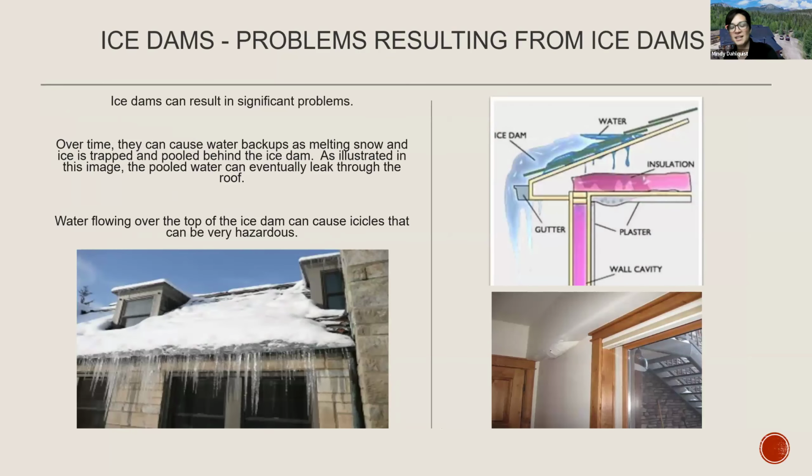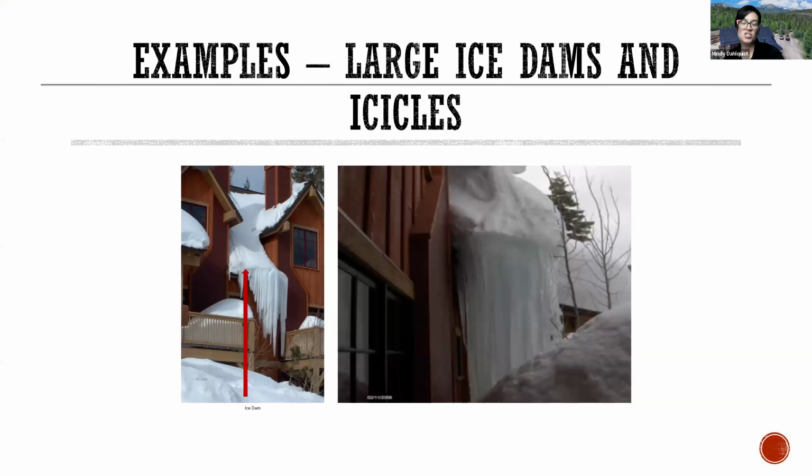Over time, these ice dams can cause water backups, the melting snow and all of that. And with those water backups, that can come into your building, your home, your insulation, backside of your roofing material, all of that, and just end up being a complete leak problem before you ever even know it. So these are massive examples of ice dams.